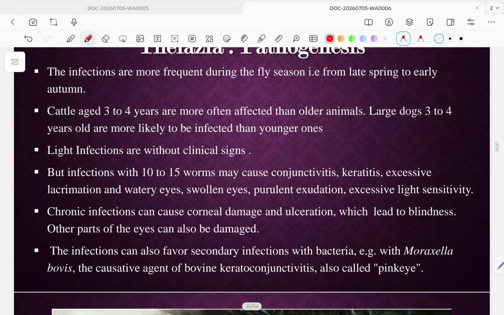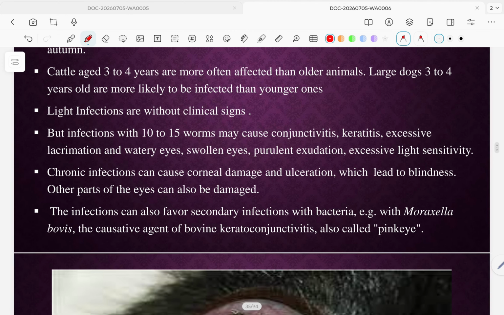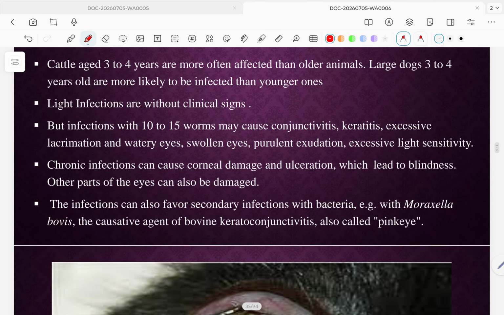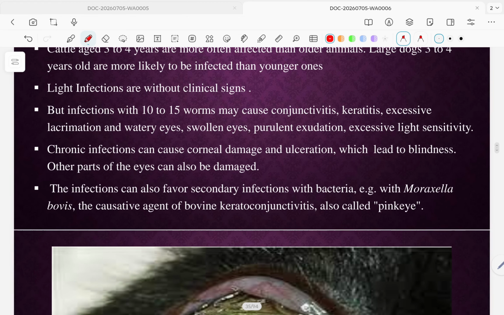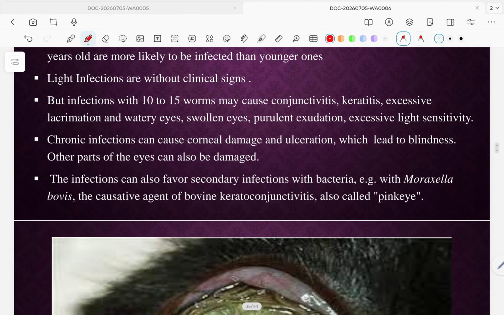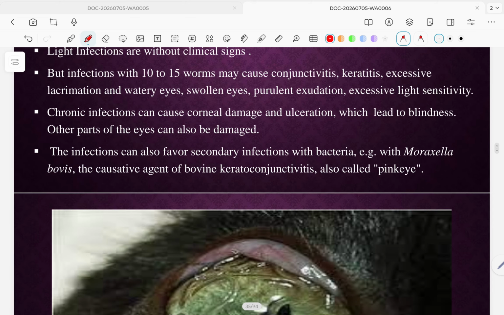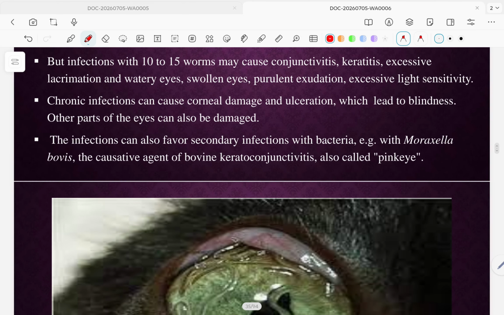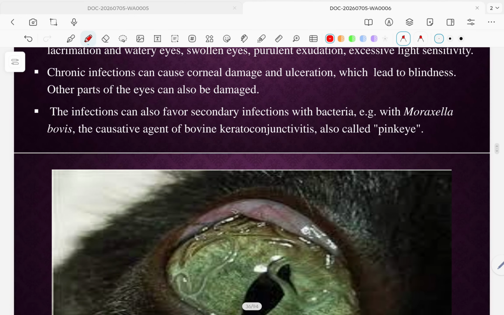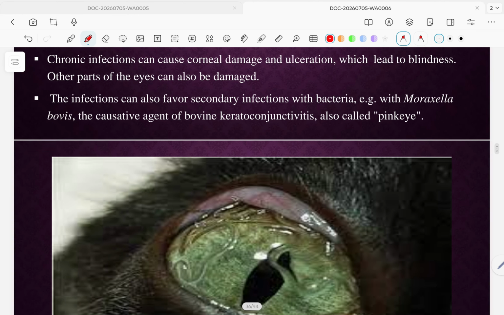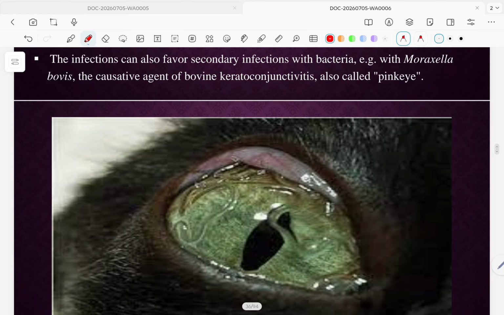Light infections are without clinical signs, but infection with 10 to 15 worms may cause conjunctivitis, keratitis, excessive lacrimation and watery eye, swollen eye, purulent exudation, and excessive light sensitivity. Chronic infection can cause corneal damage and ulceration, which lead to blindness. Other parts of the eye can also be damaged. The infection can also favor secondary infection with bacteria, for example with Moraxella bovis, the causative agent of bovine keratoconjunctivitis, also called pink eye.